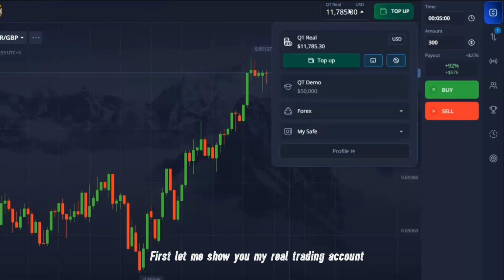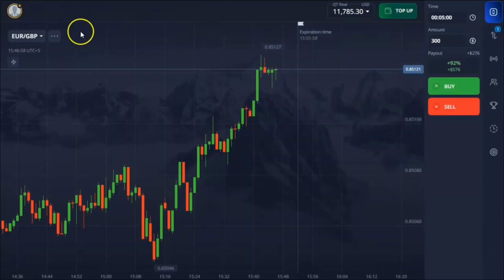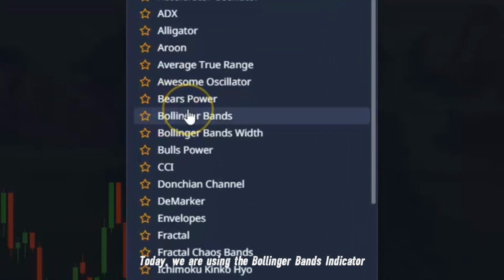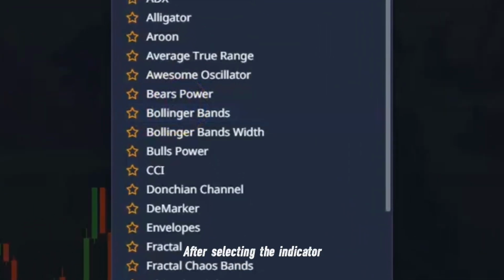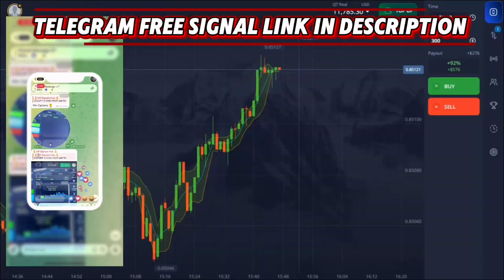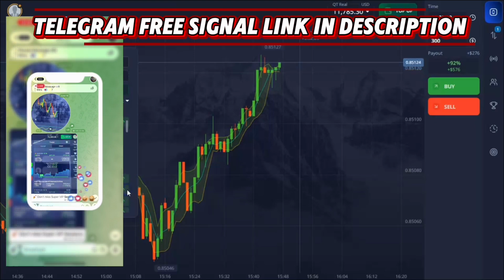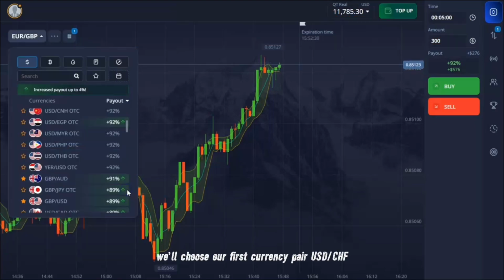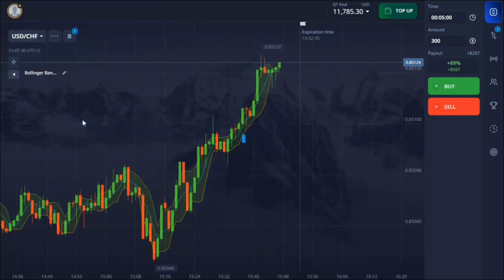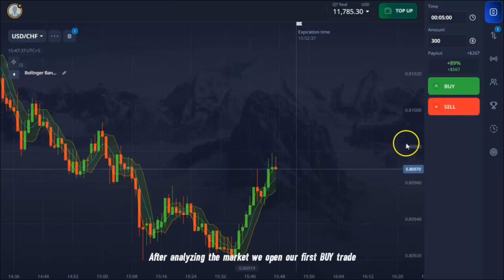First, let me show you my real trading account. Now let's select our indicator. Today we are using the Bollinger Bands indicator. After selecting the indicator, we'll choose our first currency pair, EUR/USD. After analyzing the market, we open our first buy trade.